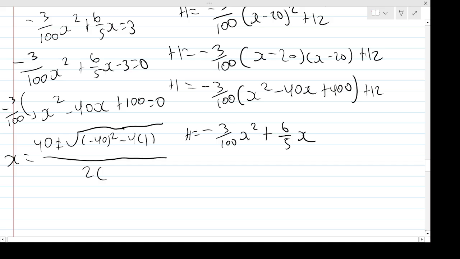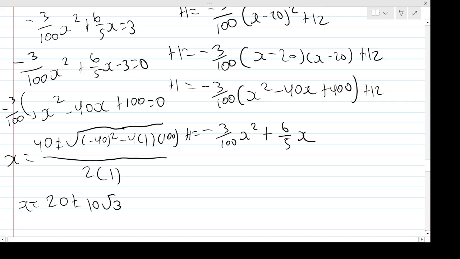Clearer. Minus 4 lots of 1, 100, over 2 lots of 1. Then I can put that into the calculator. So then we get x is 20 plus or minus 10 root 3.